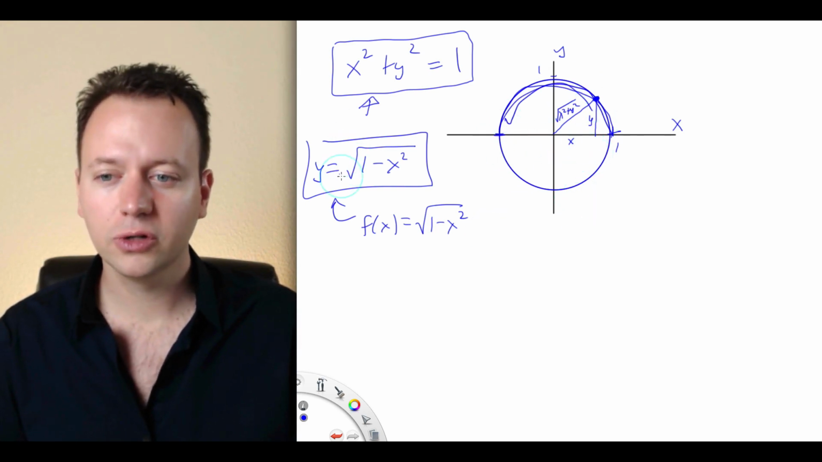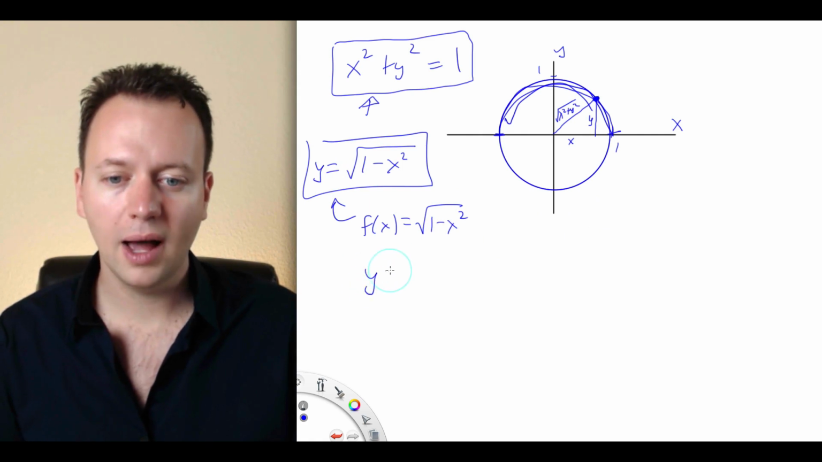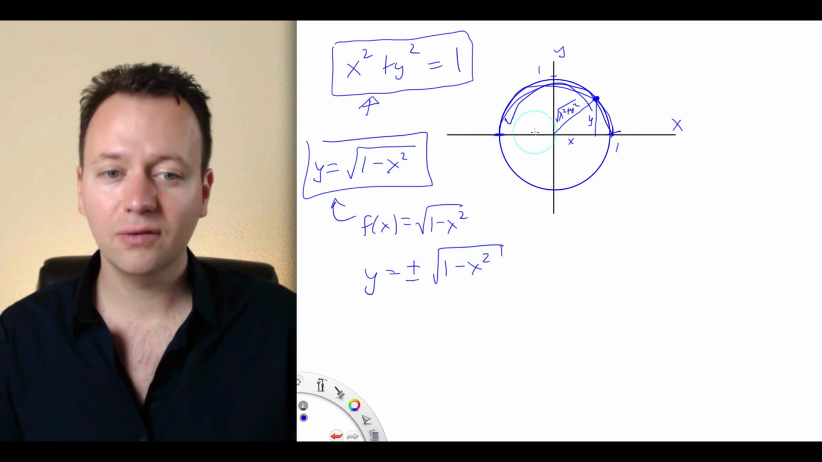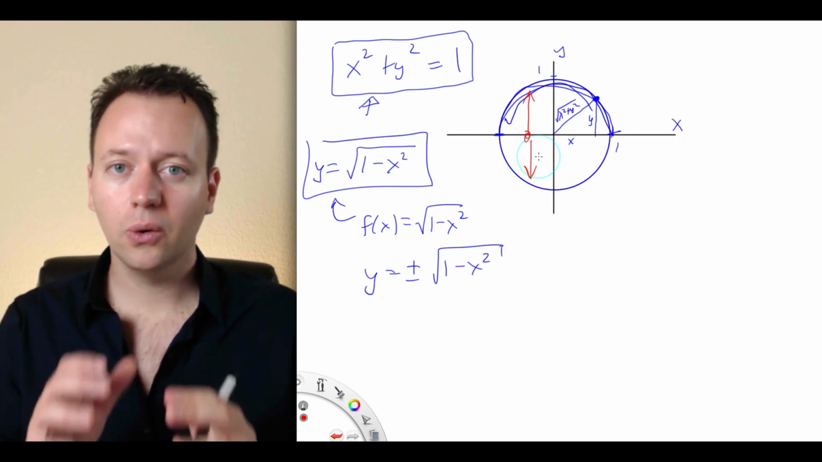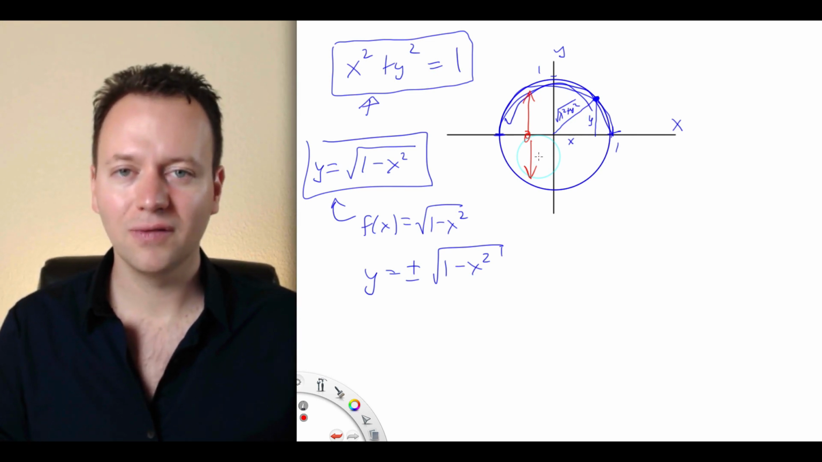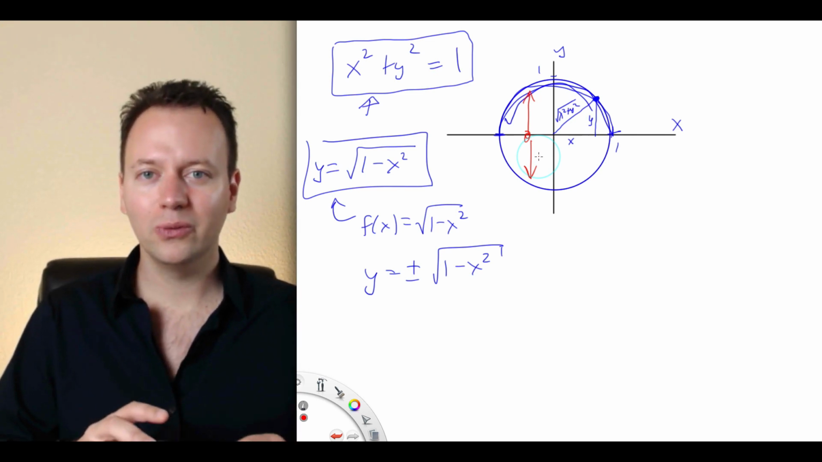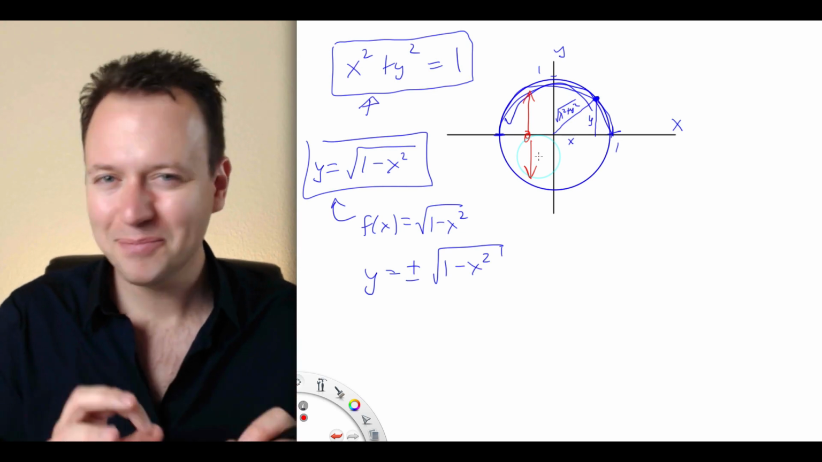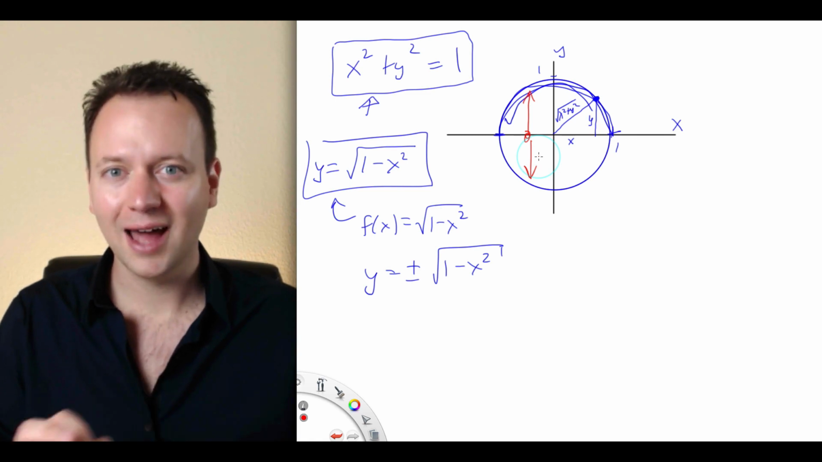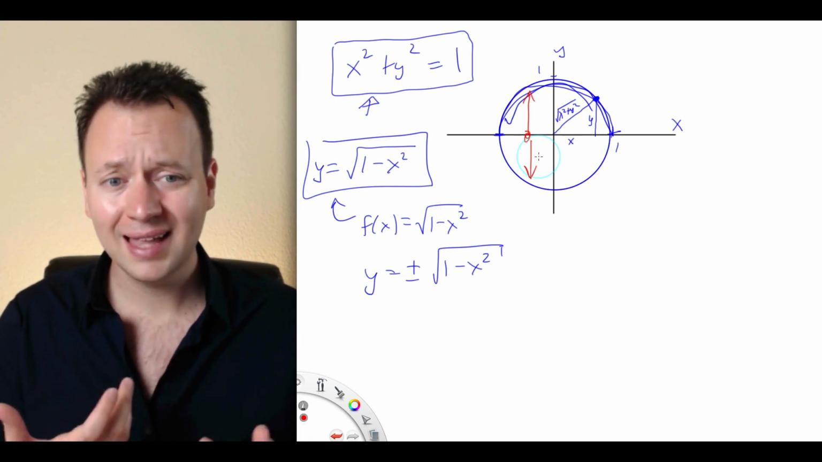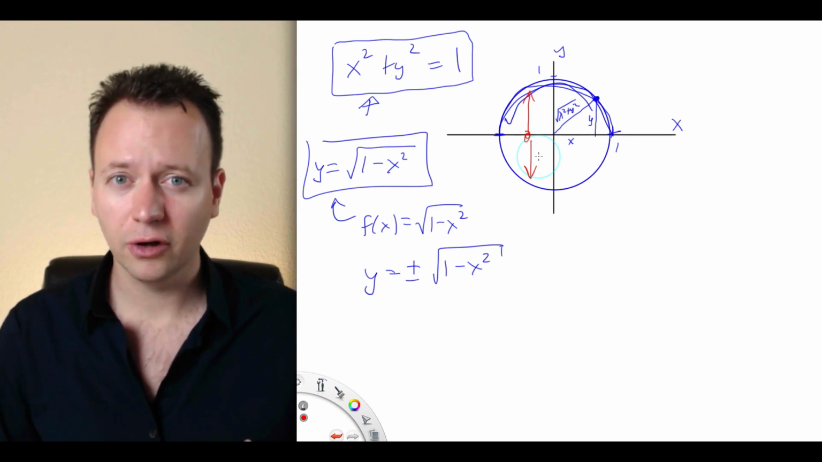So actually solving this for y, we would get y is equal to plus or minus the square root of 1 minus x squared. So for a given x value, you actually get 2 y values. So y is not a function of x. This is where people sometimes say that y is an implicit function of x, but that's not good terminology because it's not a function at all. What you can say is that y is locally a function of x.